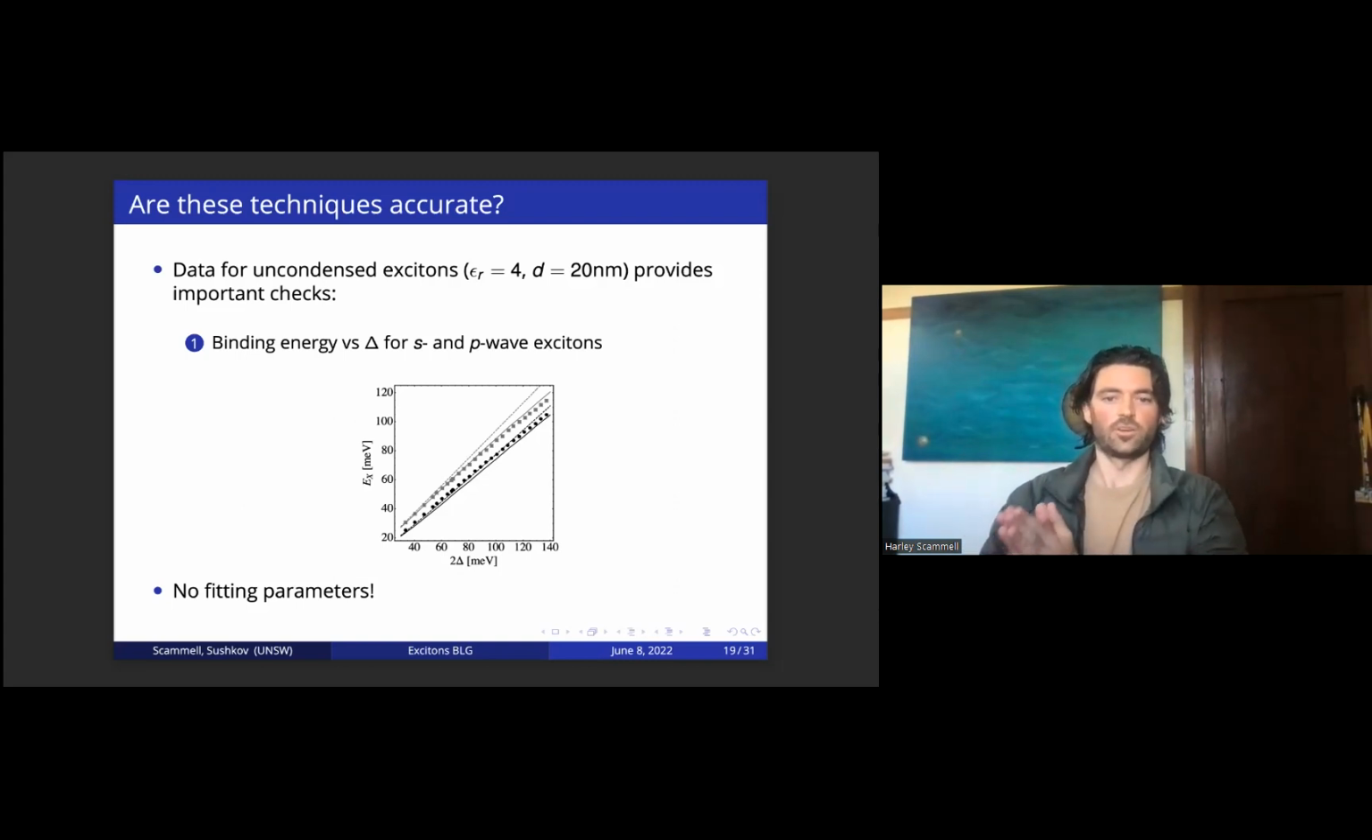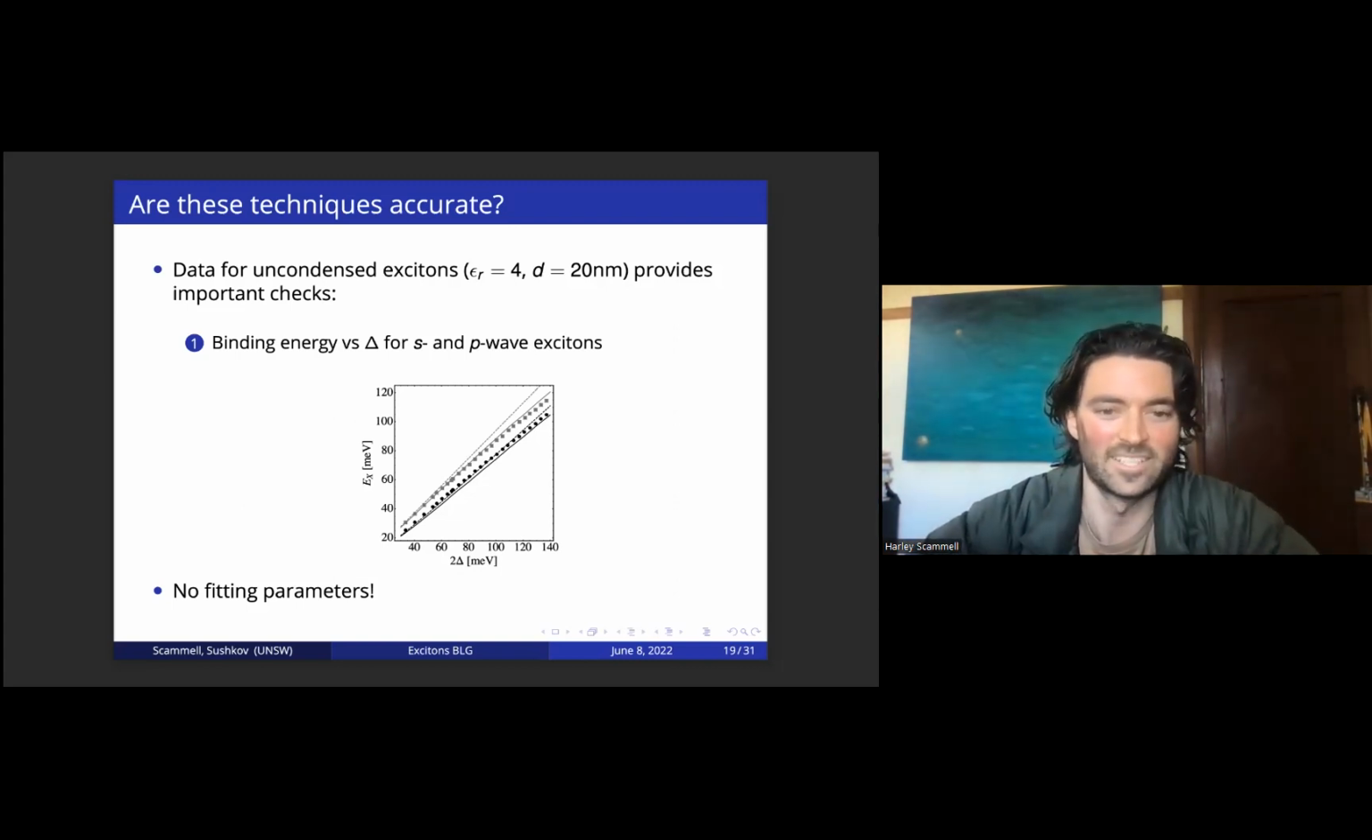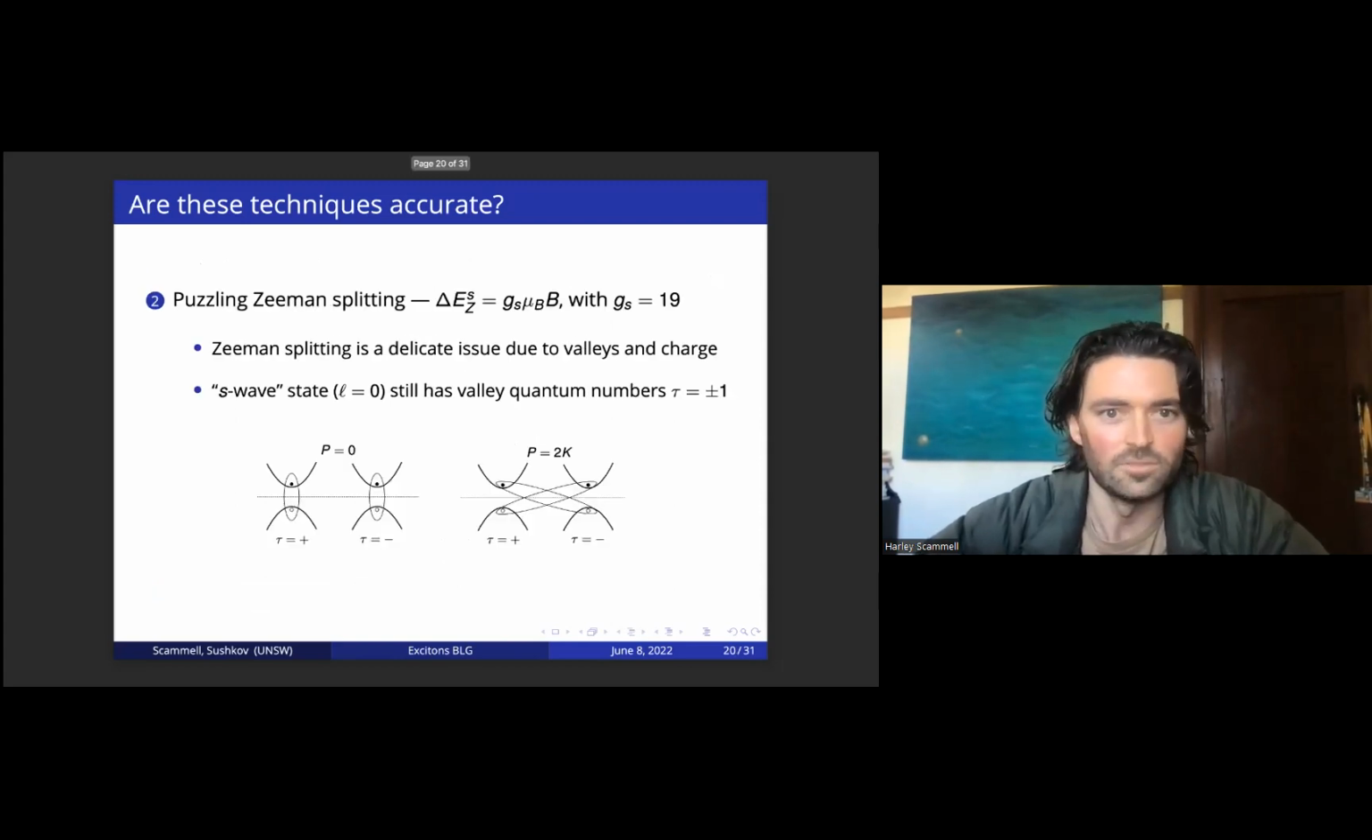We had no fitting parameters, and the Coulomb attraction is completely fixed because we know what epsilon r is and we know that D equals 20. So we had no fitting parameters, and this is what we get. That's absolutely crazy. In my world, that's totally crazy because you usually have at least one fitting parameter to make things work. So two-body techniques are looking good so far.